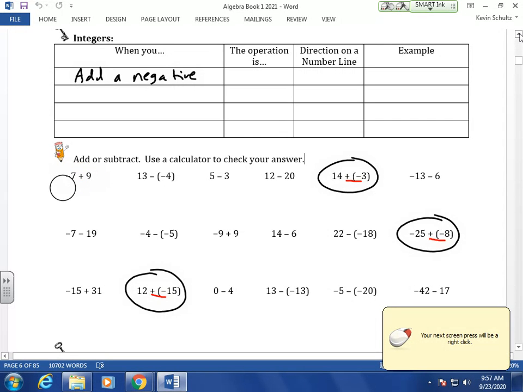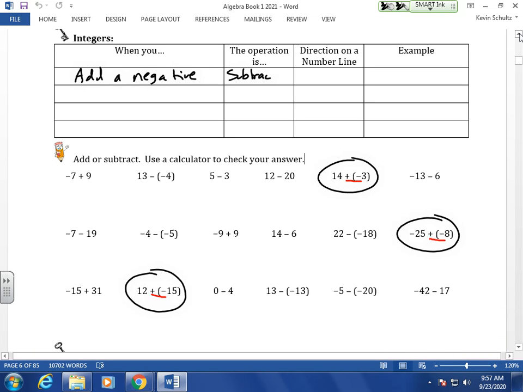So what operation is it really? When you add a negative, what operation is that? Addition or subtraction? It is subtraction. And whenever we are subtracting, which direction do we go on the number line? Down or negative. Negative or left. Number line goes left to right, left.